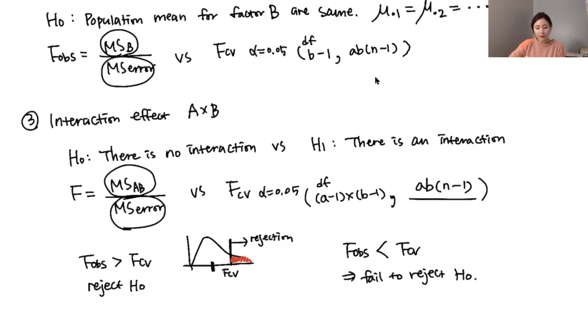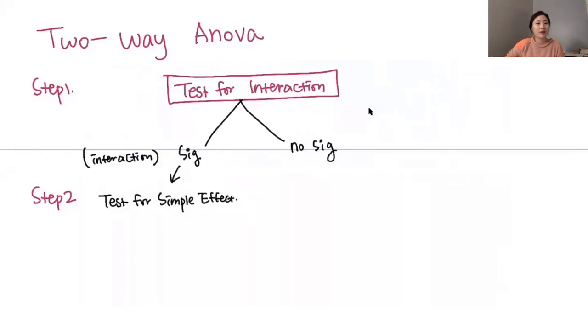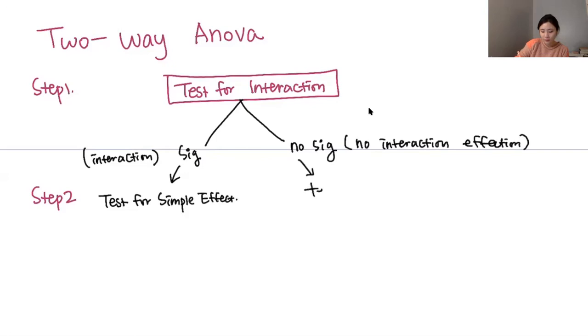For two-way ANOVA, you need to check the interaction effect first. You always start from the interaction effect. In two-way ANOVA, my first step should be to test for interaction. If we have a significant result, which means there's an interaction, we need to test for simple effect. But if my result is not significant, which means there's no interaction effect, we need to test for main effect. That is my second step.